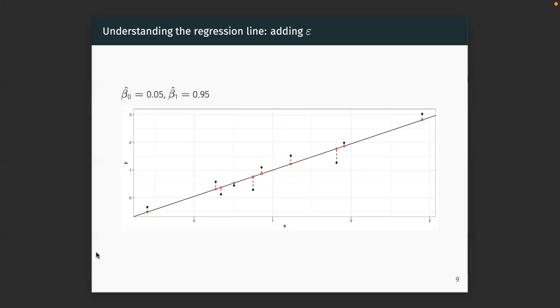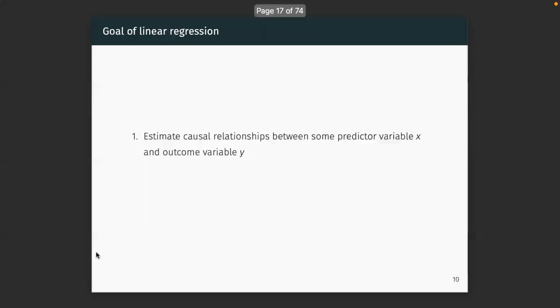Clear on this? This is review. I just want to make sure. Okay, cool. So now we're going to get into new stuff.